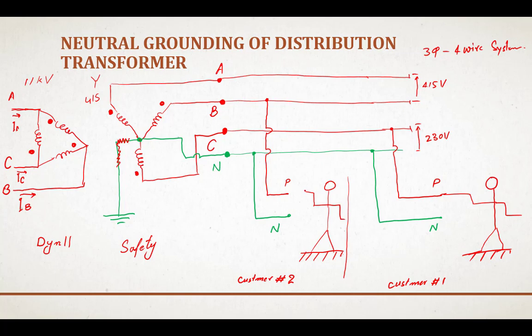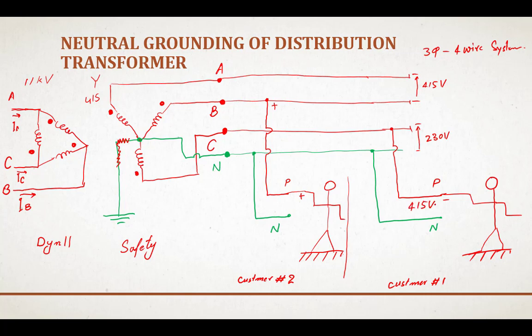As soon as this person will be in contact with this phase conductor, now look what happens. Starting from this point, phase B, up to this customer's hand, through his body, foot, through the foot of this person, body, hand, up to the phase C. So it means now these two persons are in series between line to line voltages. It means from this point up to this point 415 volt will appear.